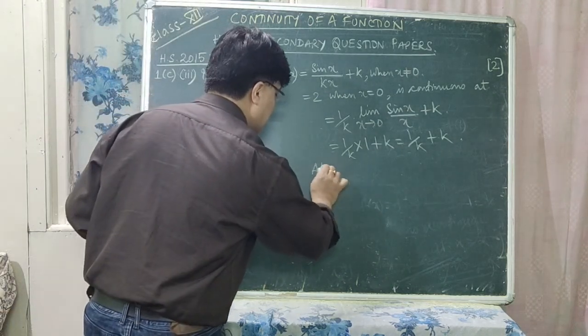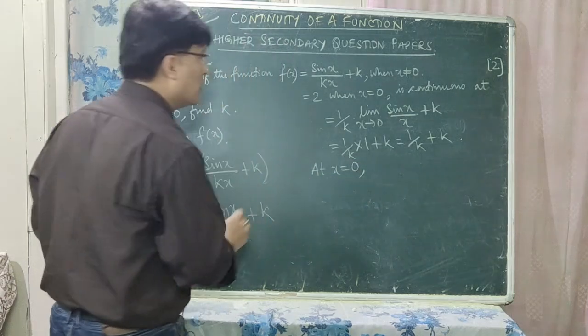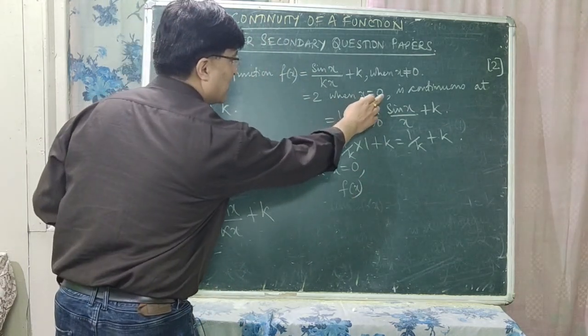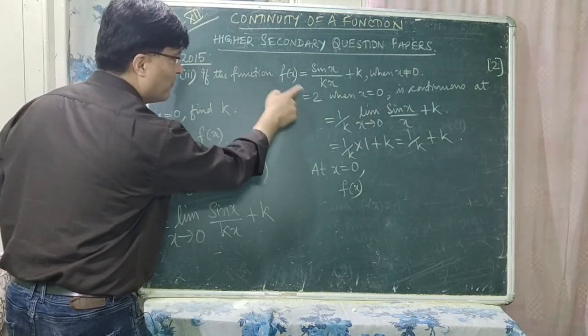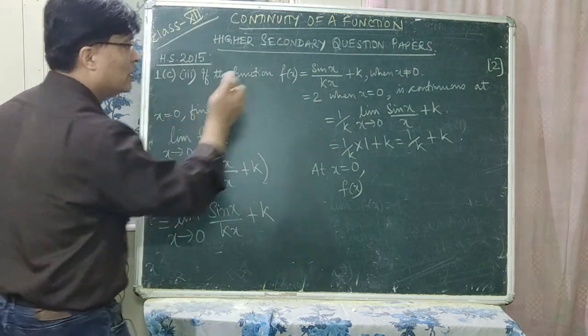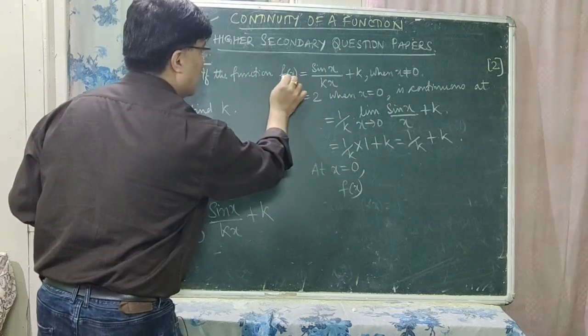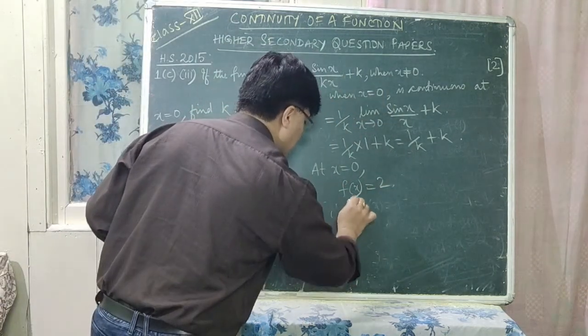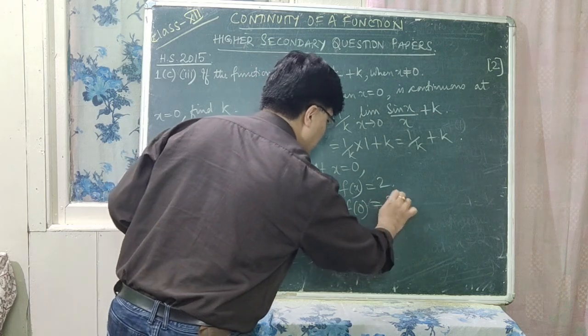So at x is equal to 0, what is the value for f of x? When x is exactly equal to 0, what is the value for f of x? That is 2. Therefore f of 0 is equal to 2.